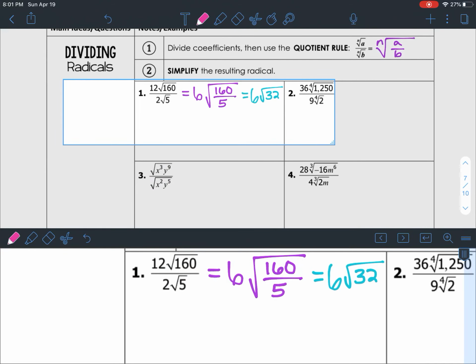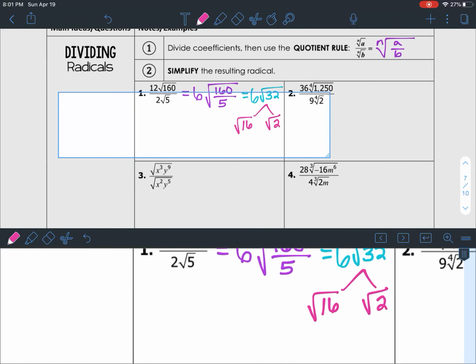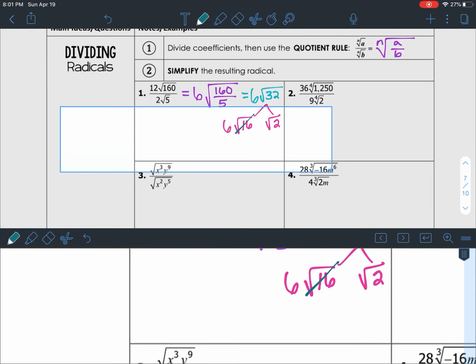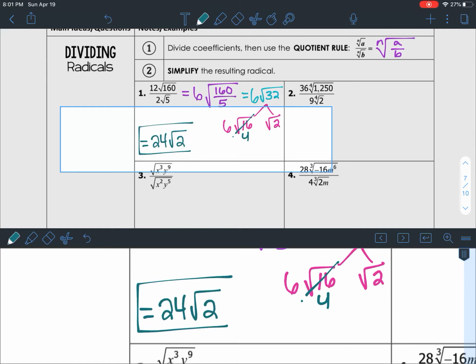Our last step here is to just kind of think about breaking that down and simplifying the square root of 32. So we have to think about what's a perfect square that goes into 32, and one of them is 16. That's the biggest perfect square that goes into 32. So when we do answer this, 6 still stays out front. And our final answer is going to end up being, this becomes a 4. So we have 6 times 4, and that gives us 24. And then the radical 2 stays the same.